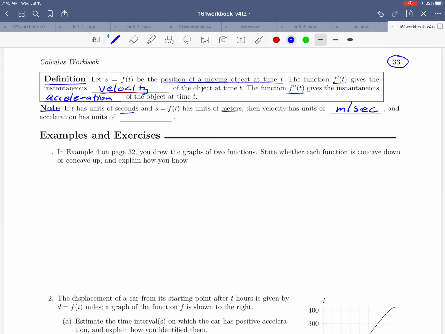And what would the units of acceleration be? If you've ever taken a physics course, you may have already run across these units. So we're talking about the rate of change of velocity with respect to time. So we would be talking about meters per second if we're talking about the rate at which velocity is changing. And just because that's kind of hard to say, usually what we do is we say meters per second squared. And that's just a shorthand way of saying meters per second per second.